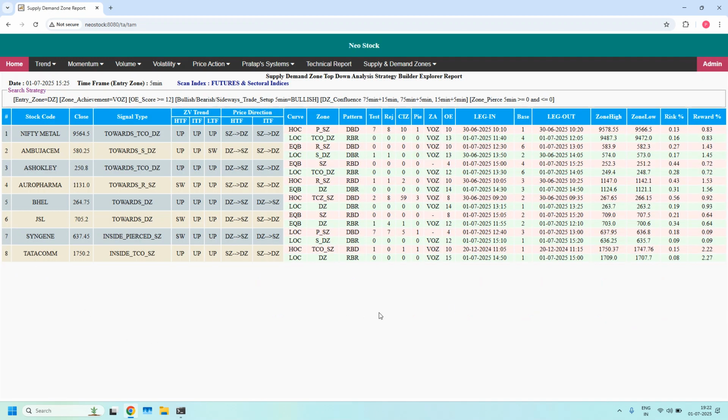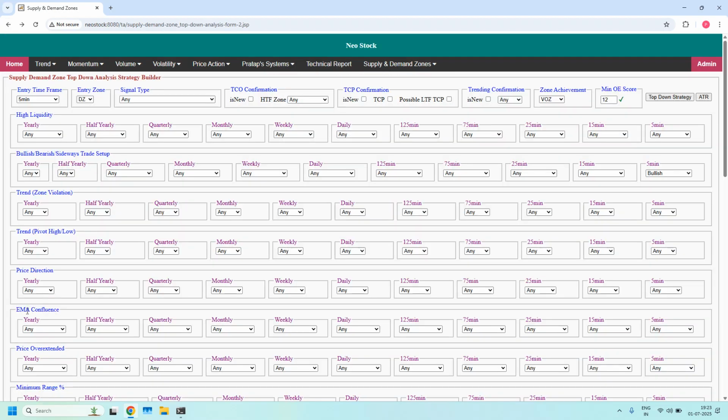That means in all the 8 stocks, 5 minutes demand zone overlapped with 15 minutes demand zone. Both together overlapped with 75 minutes demand zone. 75 minutes trend uptrend stocks are there. Few are sideways. We have to eliminate sideways. Let us check uptrend stocks are having 75 minutes demand zone with daily EMA confluence. And also trend on the 75 minutes should not be sideways.